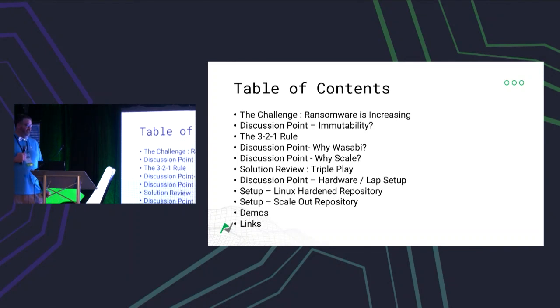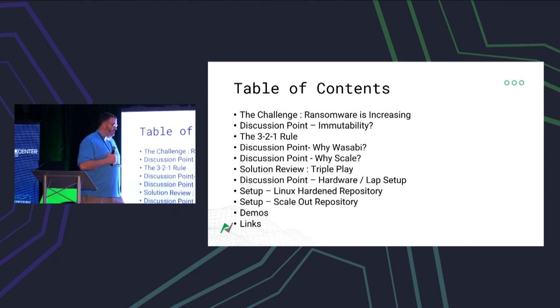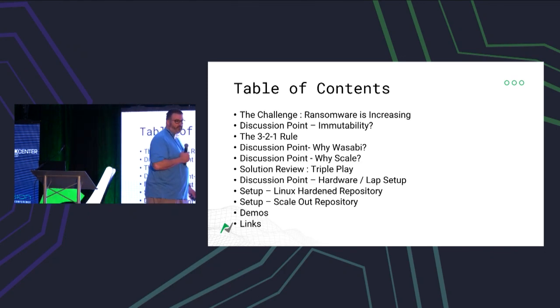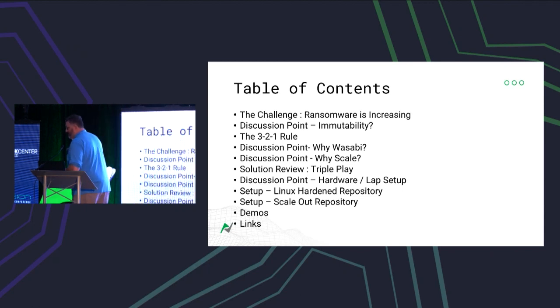So, you can see it now. I've got quite a bit to talk about. Why we're talking about ransomware, immutability. We talk about Veeam's 3-2-1 rule. Why does that matter, right? I'm going to talk about the tech that I'm going to be talking about. Like, what are the components of the lab that I'm going to demo at the end? How to set up Linux repository, how to set up scale out repository, how to add Wasabi.